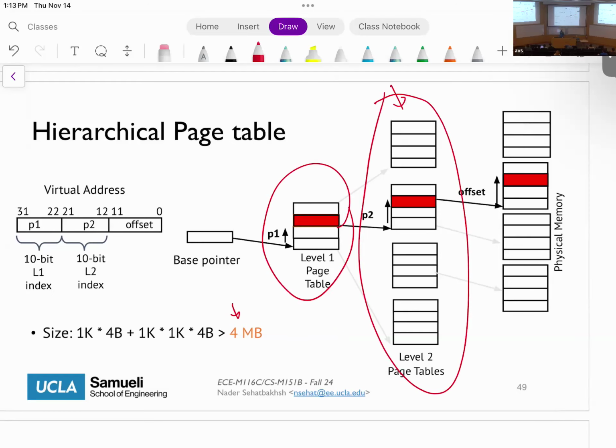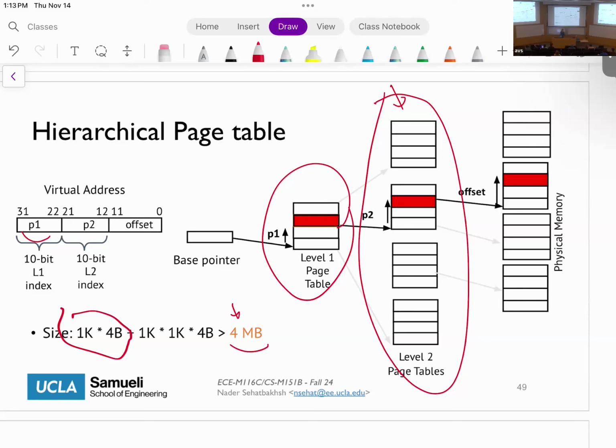So essentially, for the first level, you need something like this because addresses are 32 bits, and you have 1K of these. The reason that I have 1K of these is that I have 10 bits. And then the second level, again, each table is 1K times 4 bytes, but I'll also have 1K of these because I have 2 to the power of 10, right? So I have many, many bits, right? So I actually have more than 4 megabytes of page table.